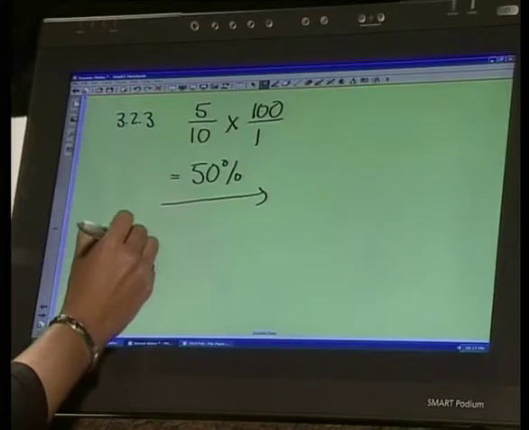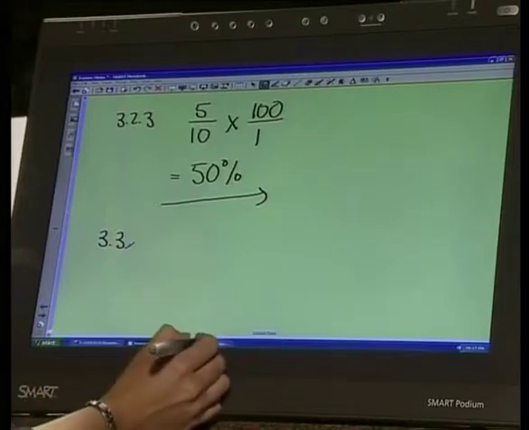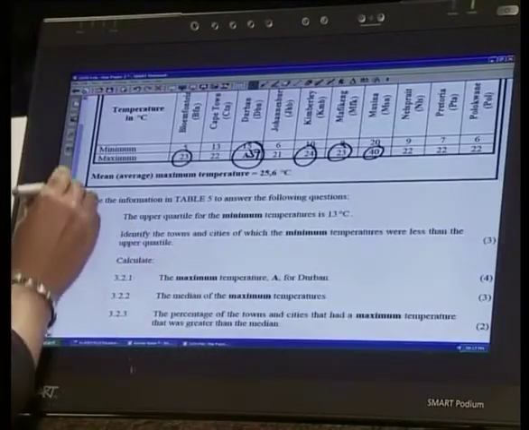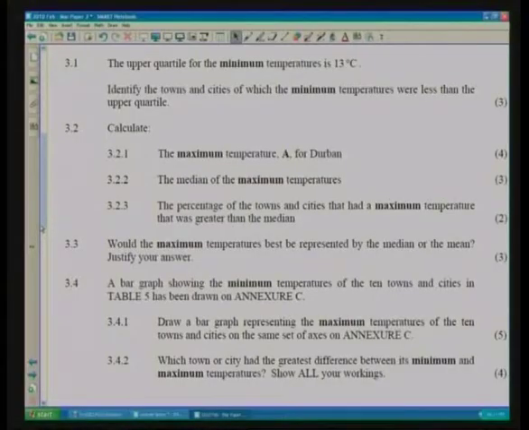Question 3.3. Hope you got that. Hope you're still with me. Question 3.3 says the following: would the maximum temperatures best be represented by the median or the mean, and justify your answer? So let's just unpack that question. It's asking you to make a decision about choosing either the median or the mean and saying which one is a better representation of the data that's given to you.